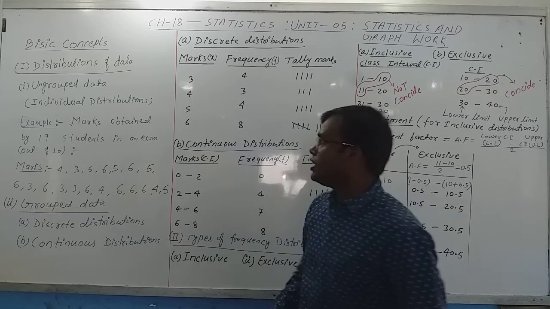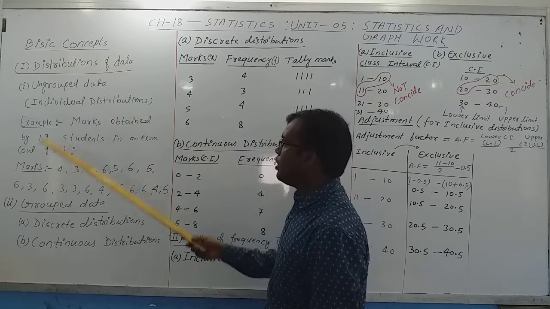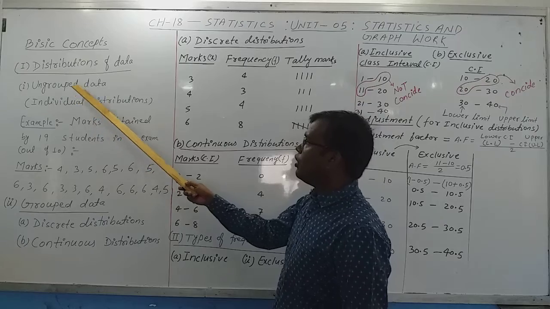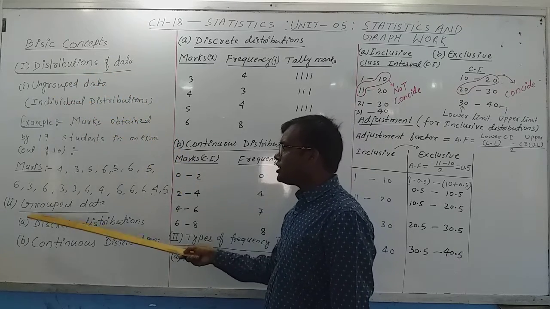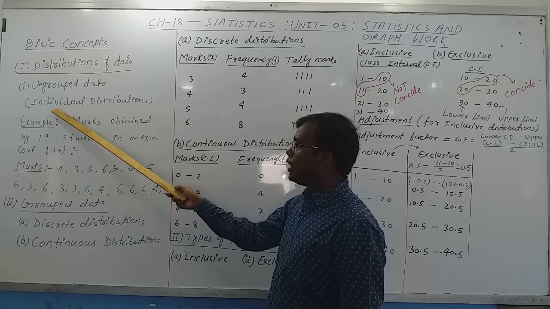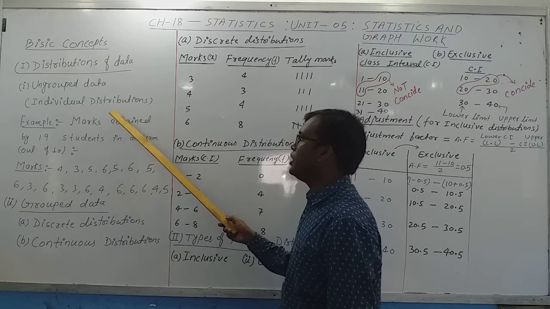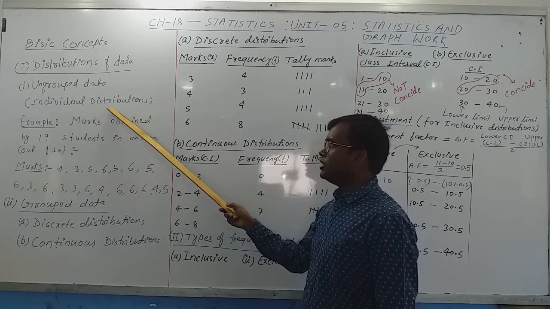So first it is the distributions of data, that is called the basic concepts. Now there are basically two types of distributions of data. One is called ungrouped data and the second one is called grouped data. The ungrouped data is also known as individual distributions. Let me give some examples related to the individual distributions.